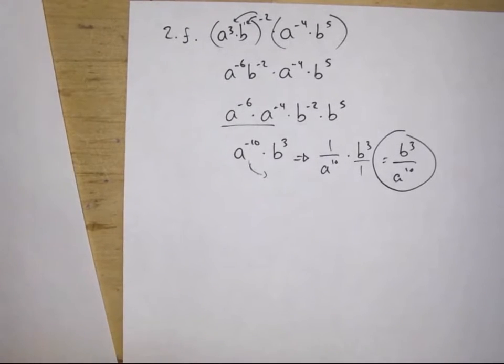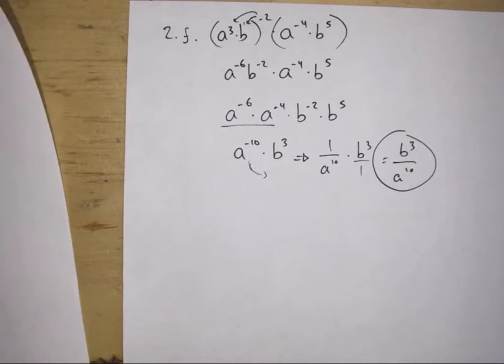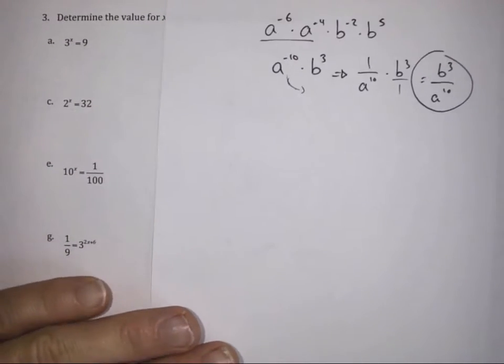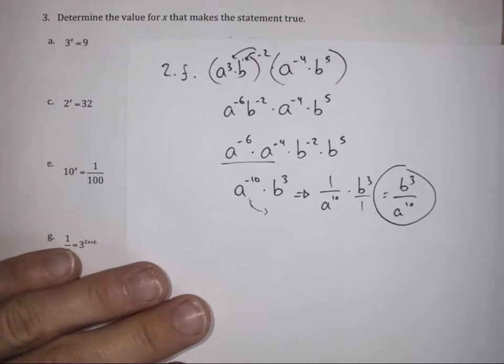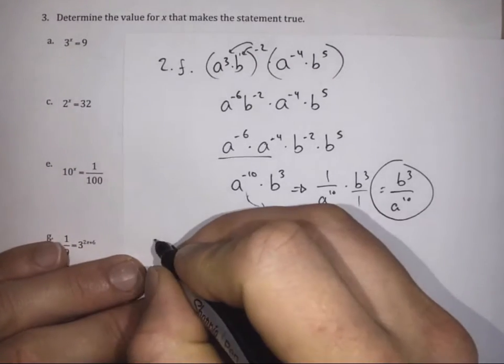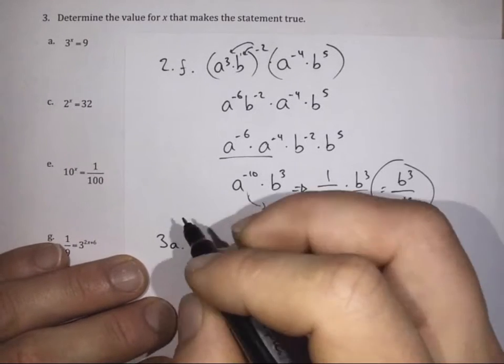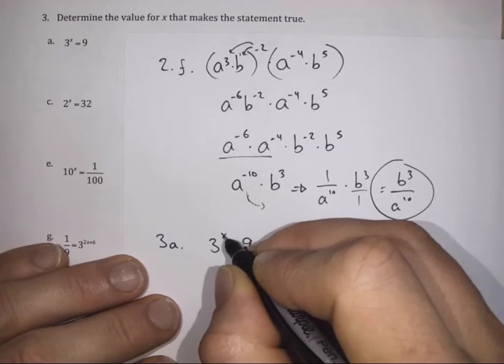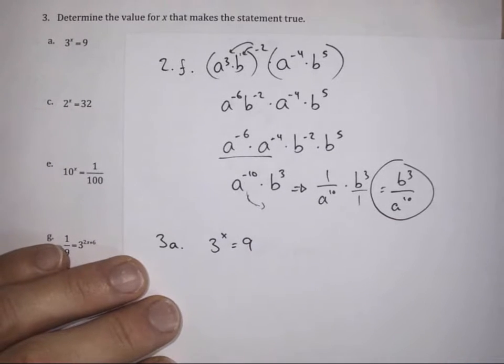All right. So let's move on. So that's question 3 to tackle. Okay, so question 3 is a little different flavor. It asks us to find the value for x that gives us a true statement here. So what power can you raise 3 to so that you get 9?